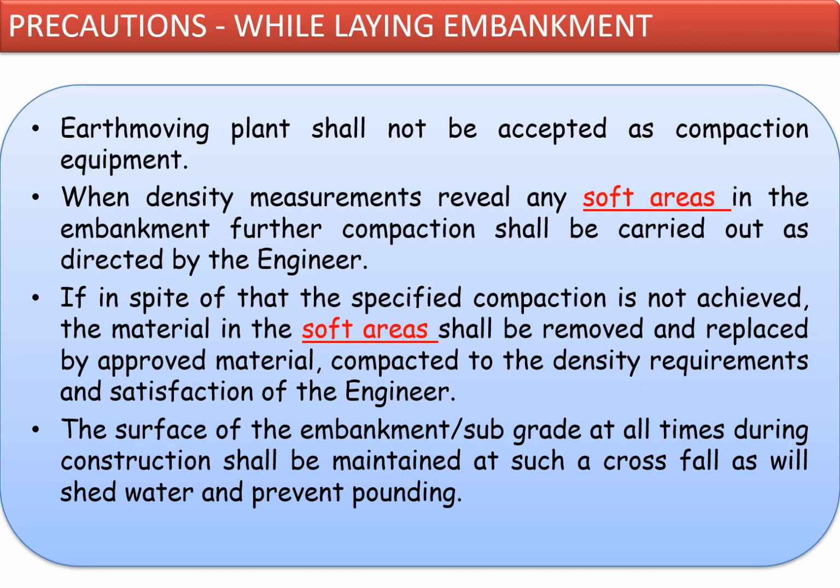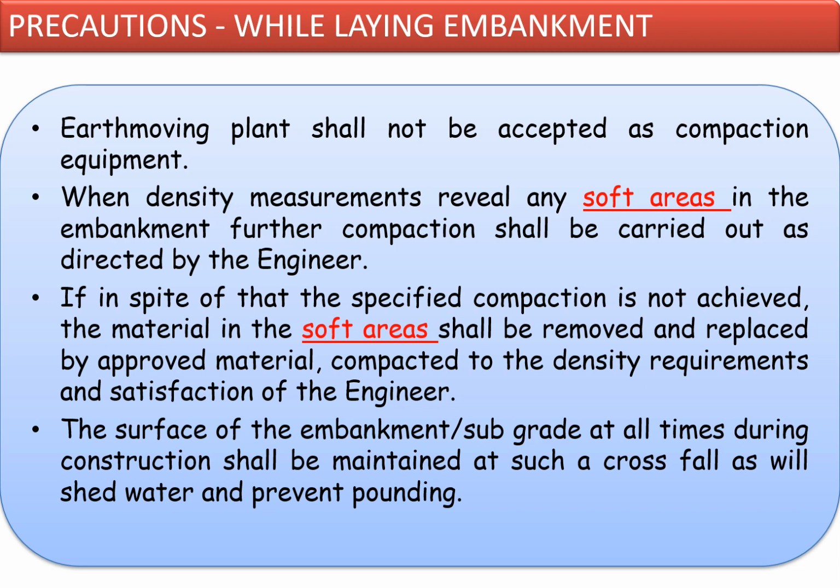Soft areas, in other words, we also call bumping, because generally this happens because of the entrapped air within the soil mass. So one way to remove it is to harrow it, open it to the sky so that the moisture gets reduced. If you don't have time to harrow and allow it to dry in atmospheric temperatures, then the other way is to remove the complete soil mass which has the entrapped air, and then replace it with fresh material which is as good as a good approved borrow material.